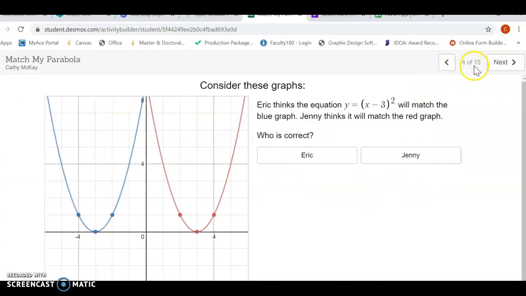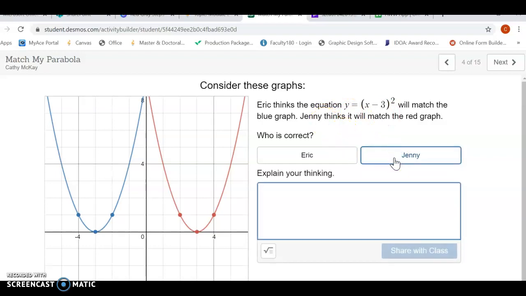All right, so now let's look at the next one. Consider these graphs. Eric thinks the equation y equals x minus 3 squared will match the blue graph. Jenny thinks it will match the red graph. So remember what I just said with the x minus 3? If it's minus 3, it has to go to the right. So actually the one that is red, so it's going to be Jenny. And the reason is because if I take 3 minus 3, that equals 0. So it will match the vertex.